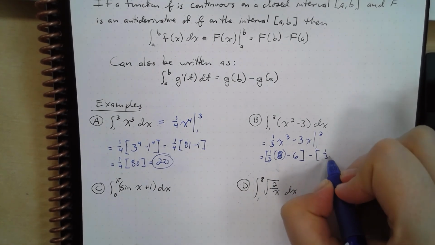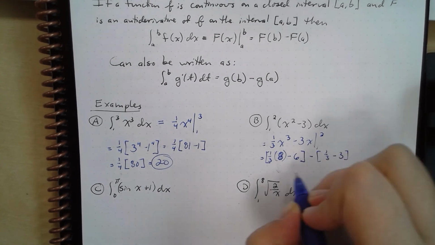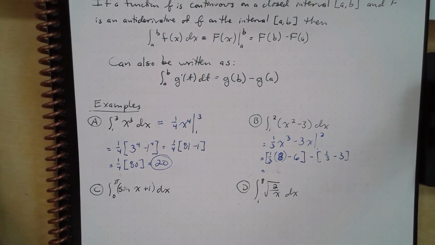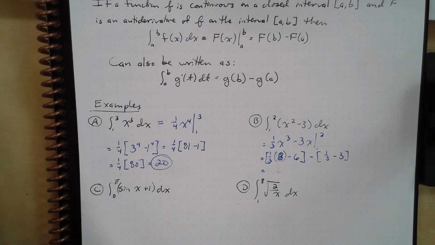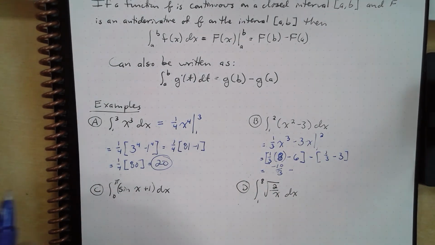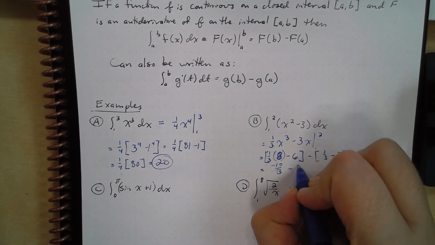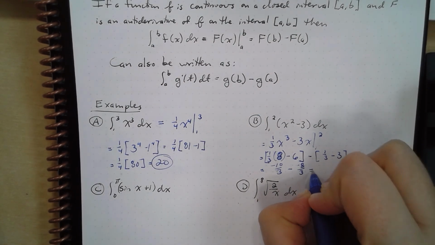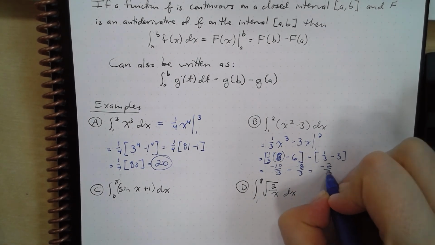Minus, I've got 1/3 minus 3. So I've got 8/3 minus 6. 8/3 minus 6 is going to be equal to negative 10/3, minus 1/3 minus 3, which is negative 8/3. So this looks like our answer is negative 2/3.